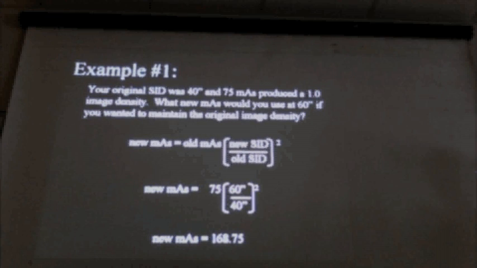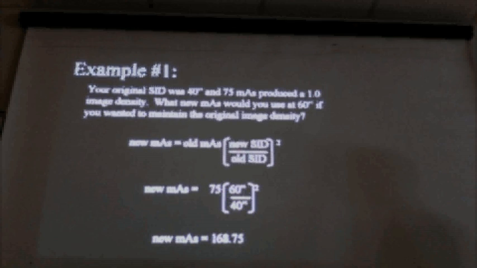Now, you got to go back and you got to look at the problem and see if it made sense. Okay, we were at 40 inches. We used 75 mass. We went to 60 inches. Now, I'm further away, right? What's going to happen to my beam intensity? Is it going to go up or down? Down. It's going to go down. So in my mind, what has to happen to my mass?